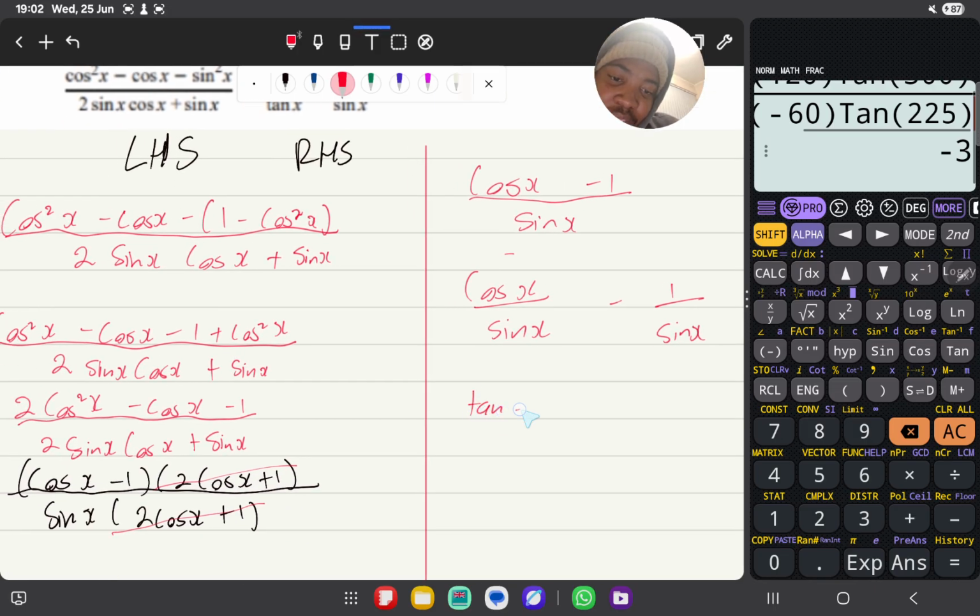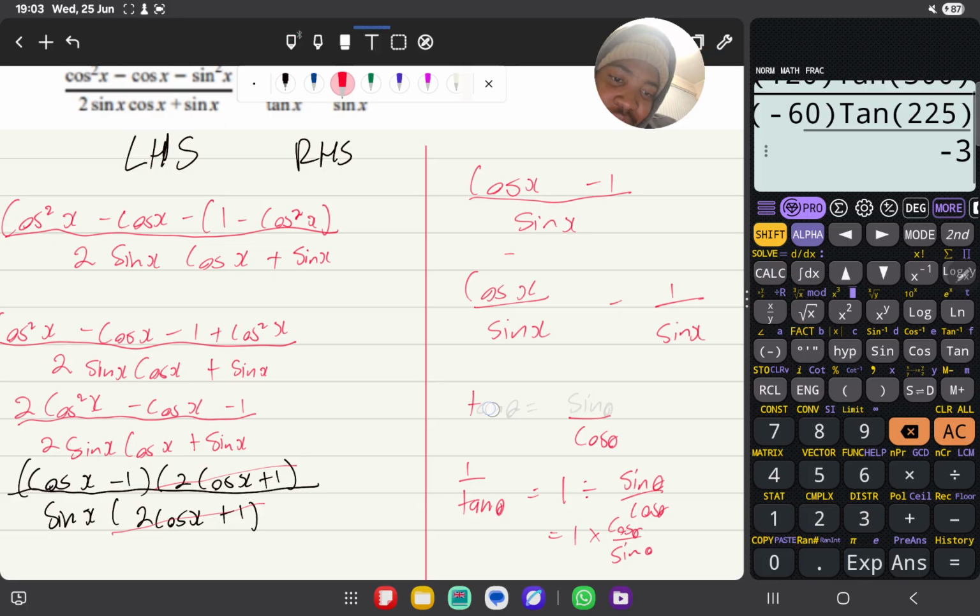Tangent theta equals sine over cos theta, right? This is tan theta. But here we have cos over sine. And then 1 over tan theta is going to be 1 divided by sine theta over cos theta, which is 1 multiplied by cos theta over sine theta, right, which is exactly what we have right here.